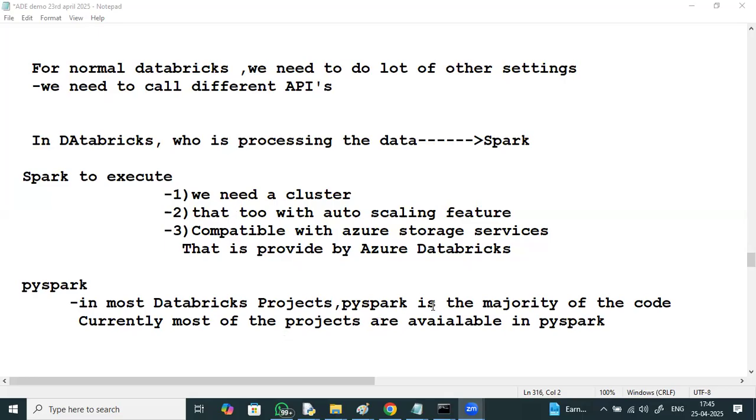PySpark is the majority of the code. Currently, most of the projects are available in PySpark. In total Azure data engineering, PySpark is the main execution weapon.